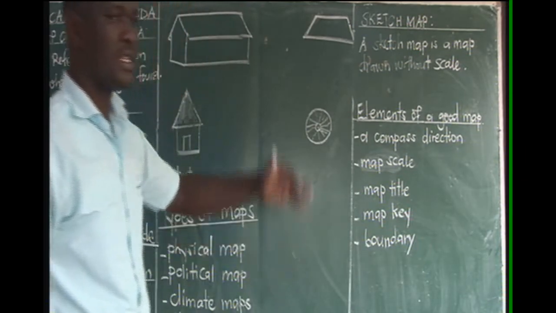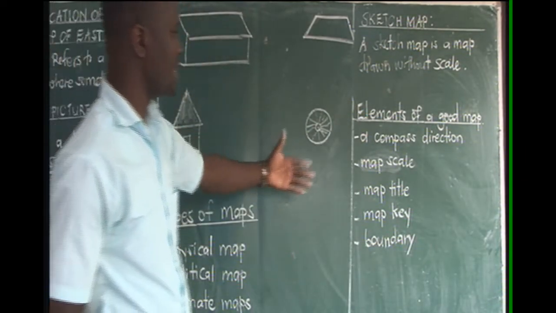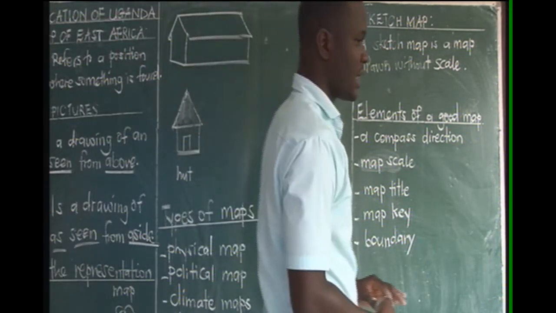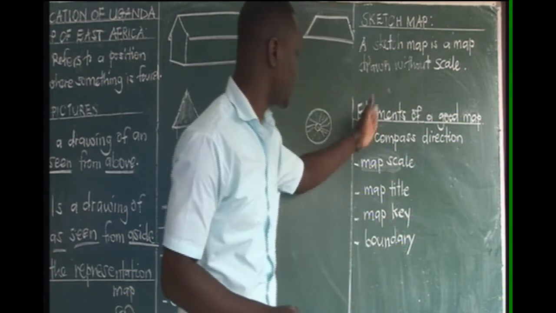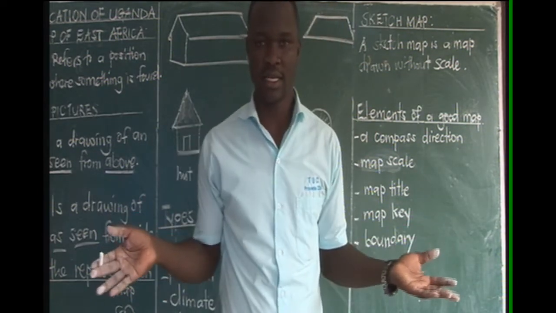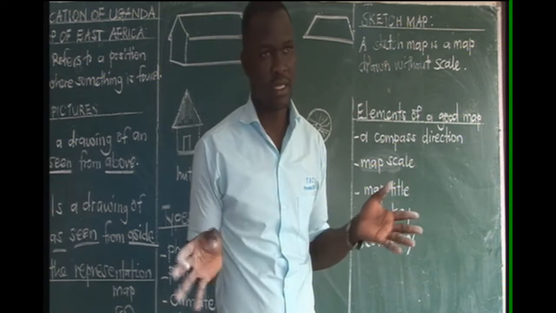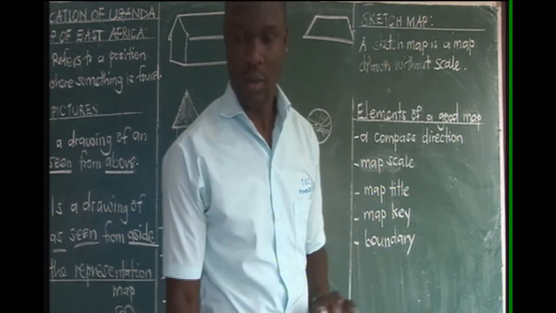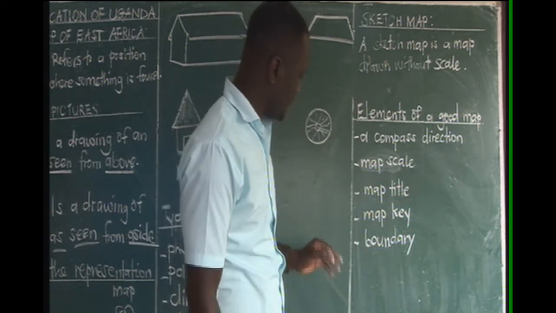So we are saying these are the elements, these are the things that enable a map reader to read a given map with ease. Without them, someone cannot understand. You will just look at something, but you will fail to understand what it's about. So that will be bad.